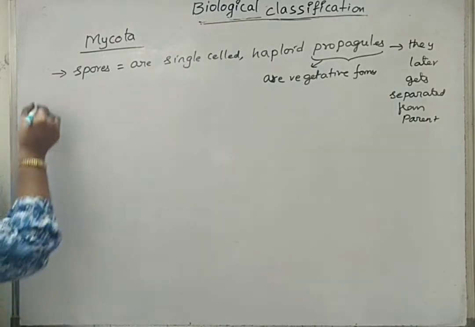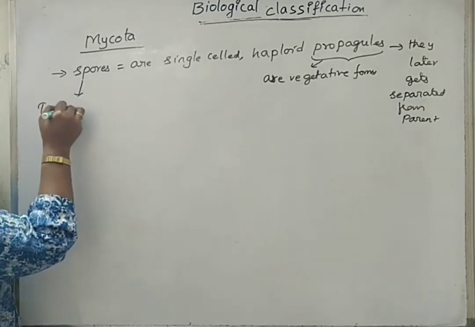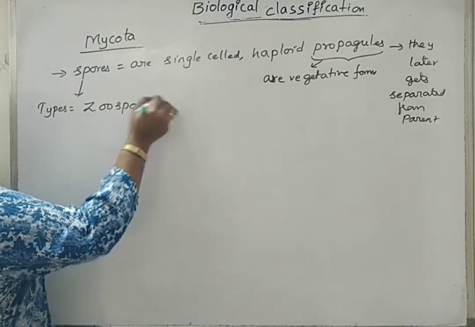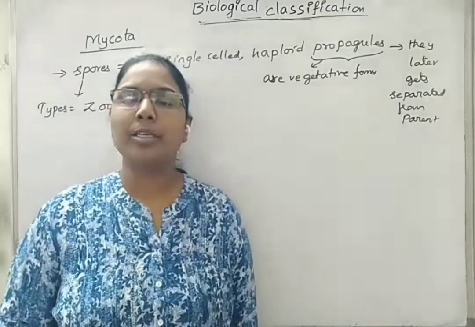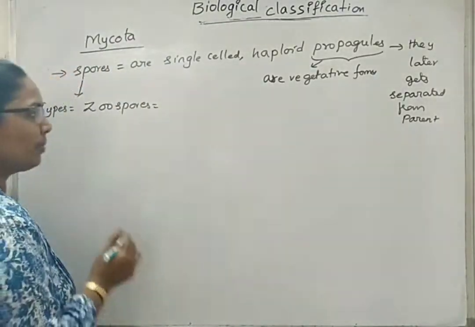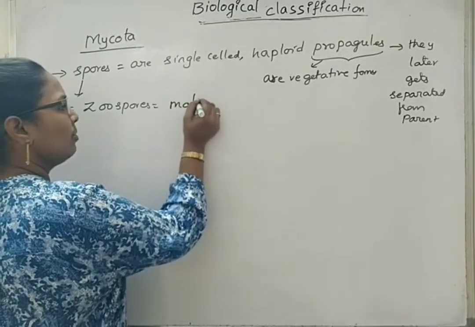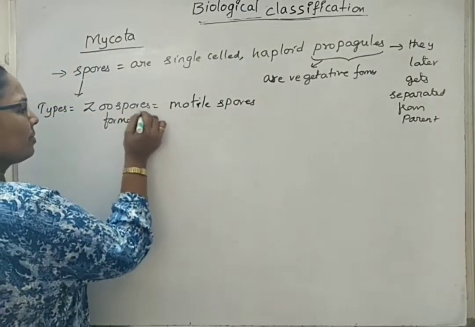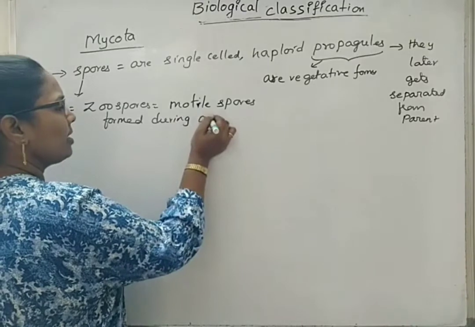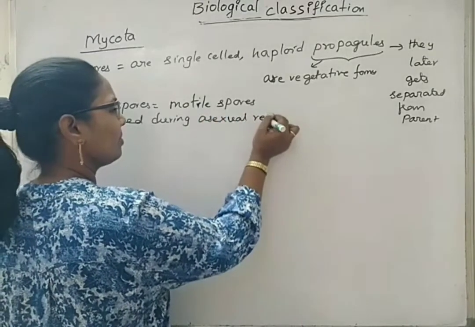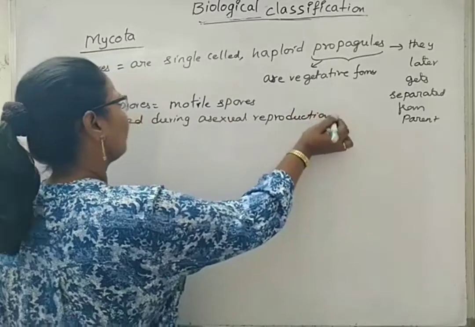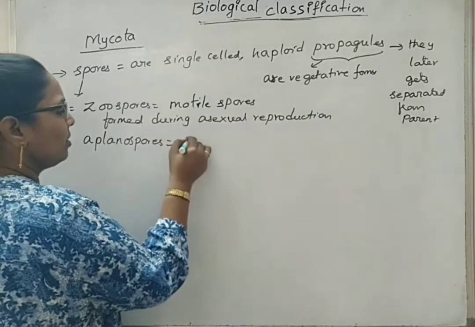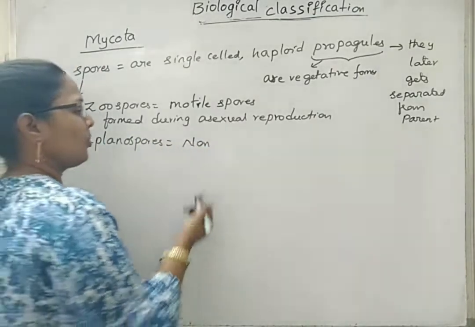We will see some types of spores. Examples are zoospores. Zoospores are motile spores formed during asexual reproduction. This is one of the previous MCQs. Motile spores formed during asexual reproduction. Aplanospores, non-motile spores, again formed during asexual reproduction.